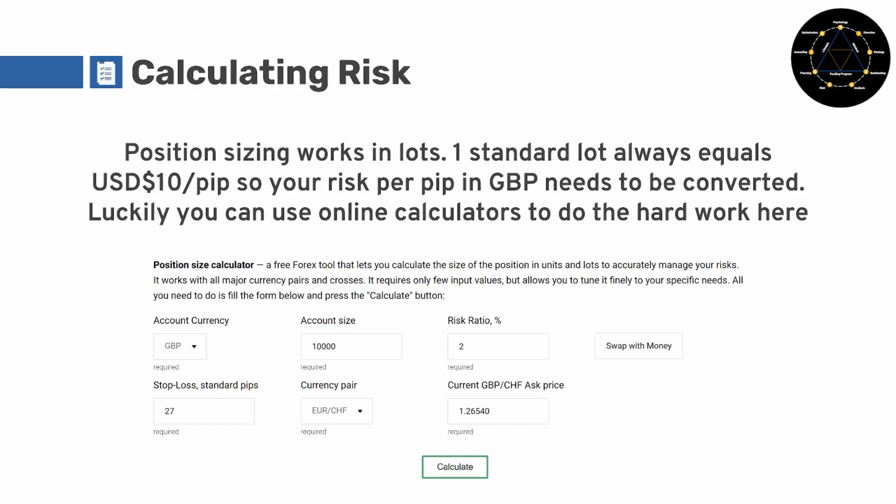Let's say your account size is 10,000. You want to risk 2%. You can swap that for money if you want, but we're doing percentage terms. And we use, in the previous example, a 27 pip stop loss. And like I said, that will always change.